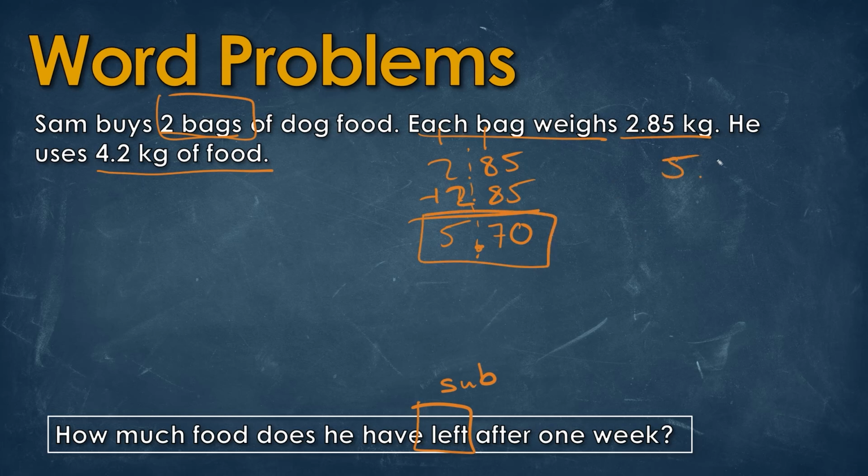And he's used a total of 4.2. So that means we're going to be subtracting with 4.2 on the bottom. We can put a 0 here if we want. This is still going to be 0.